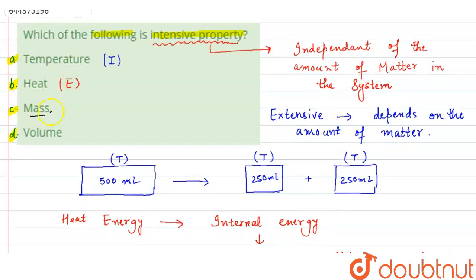Now if we see mass, we know that the more the amount of matter, the more the mass, so it is also an extensive property. Then we have volume. Volume basically tells about the space occupied by the matter, or you can say by the particles. So the more the particles, the more the space occupied by them, or the more the volume. So volume depends on the number of particles, so it depends on the amount of matter present in the system. So it is also an extensive property.